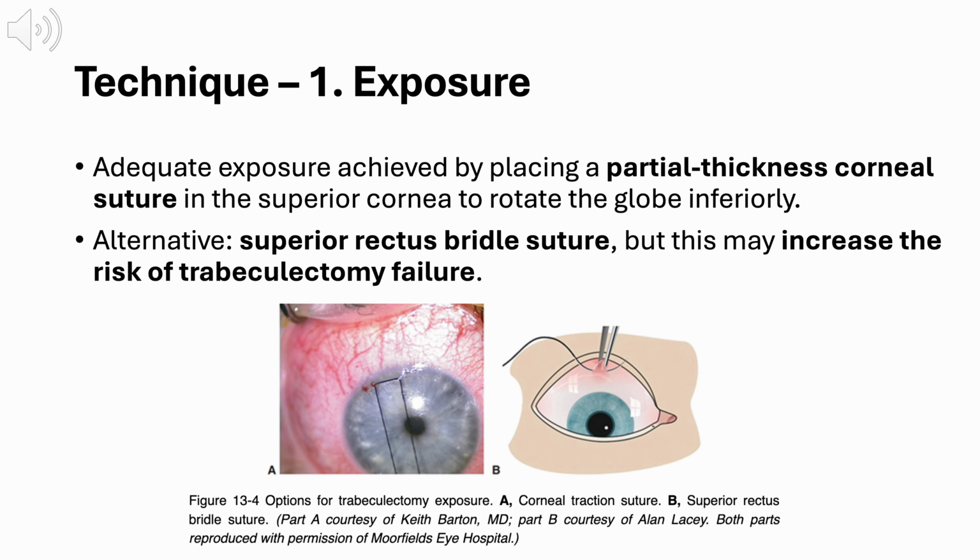An alternative is a superior rectus bridle suture, but this comes with a trade-off. Manipulating the muscle risks postoperative inflammation or restriction, and several studies suggest it may actually lower the long-term success rate of the trabeculectomy. For that reason, it's used far less commonly in modern practice unless exposure is particularly challenging.